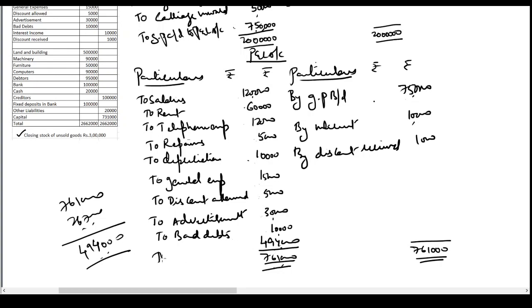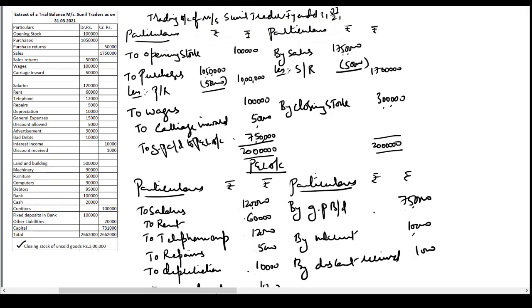So we'll write to net profit transferred to capital account. I hope you remember the entry. We pass the entry P&L account debit to capital. So capital account will be credited with 4,94,000. Now let us prepare the balance sheet of the business.